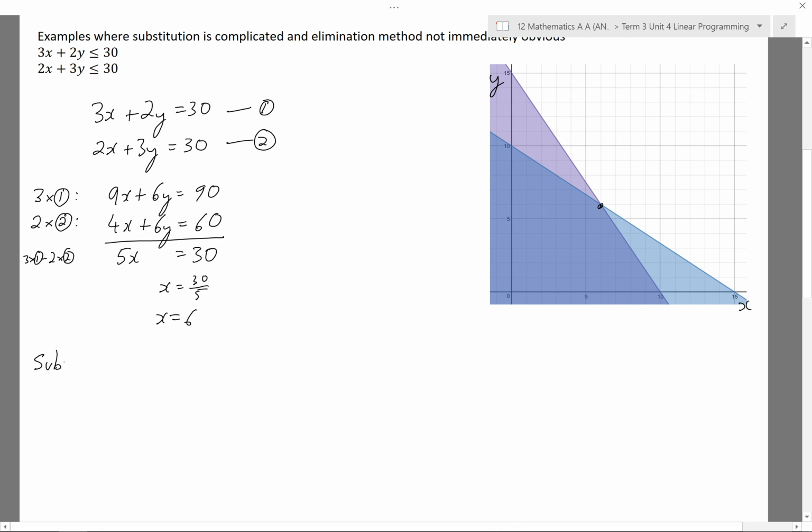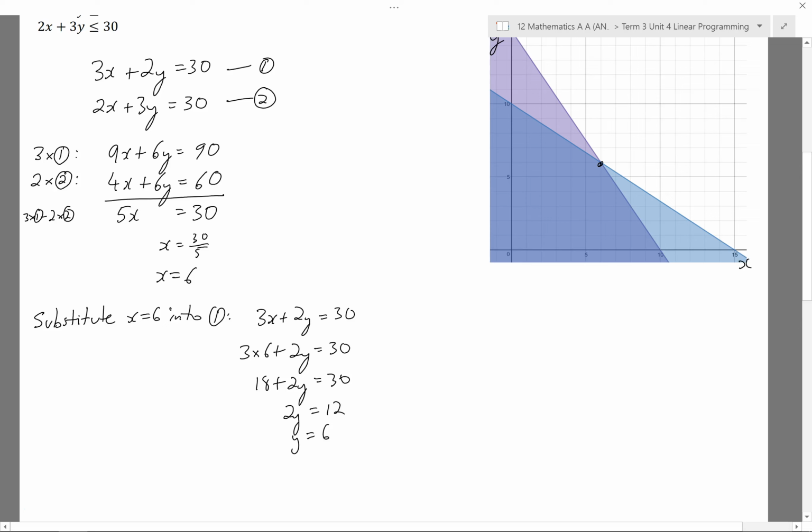So I'm going to substitute x equals 6 into either equation 1 or equation 2, it doesn't matter. I'll choose equation 1, which is 3x plus 2y equals 30. Put the x equals 6 in there. 3 times 6 plus 2y is 30. 18 plus 2y is 30. So 2y is 12. y equals 6.